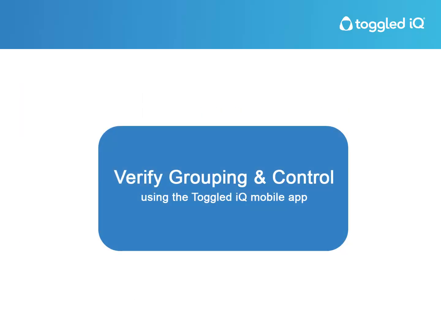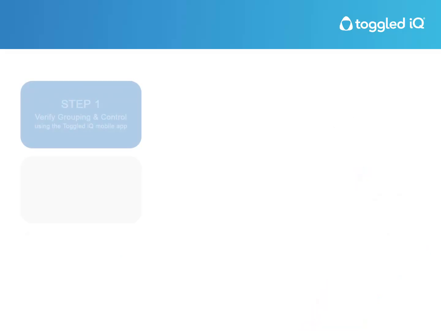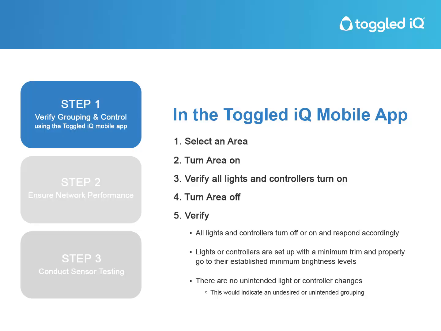Step 1, verify grouping and control using the Toggled IQ mobile app. In the app, select an area, turn the area on, verify all lights and controllers turn on, turn the area off. Verify all lights and controllers turn off or on and respond accordingly. Lights or controllers are set up with a minimum trim and properly go to their established minimum brightness levels. There are no unintended light or controller changes. This would indicate an undesired or unintended grouping.